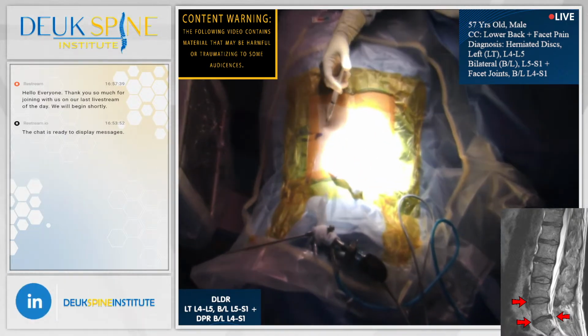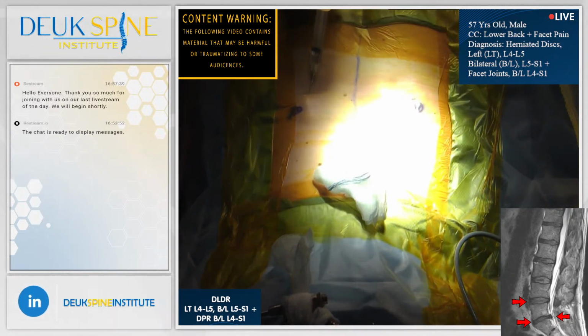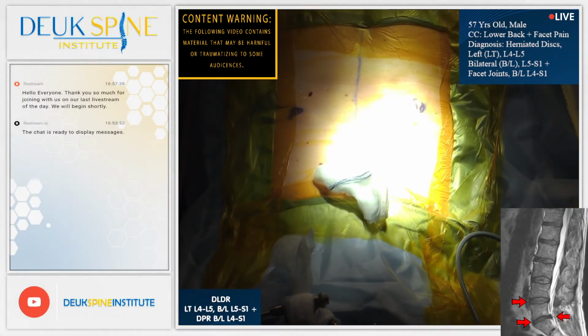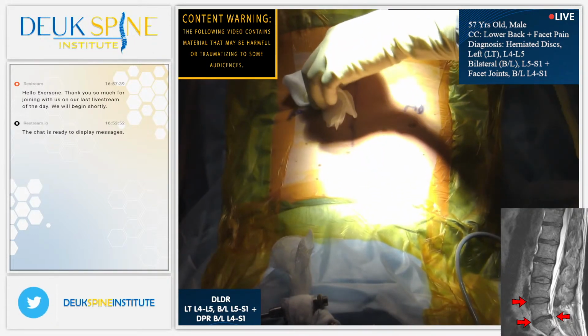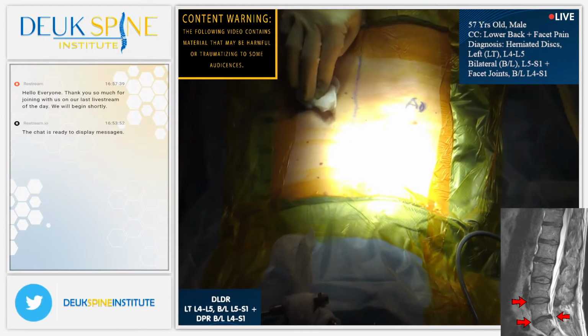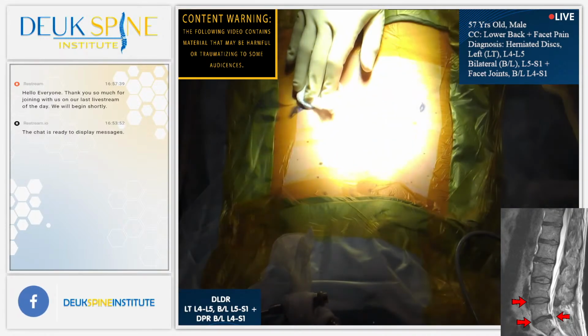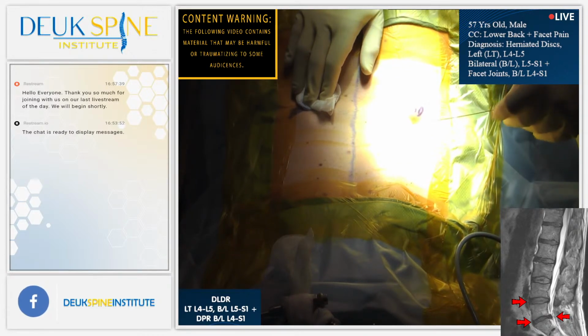Little injection, we're giving the patient some numbing medicine. This patient has chronic back pain and pain into both legs. We'll be performing a procedure on the disc herniations that he has to treat back pain and leg symptoms. Left L4-5 and bilateral L5-S1.